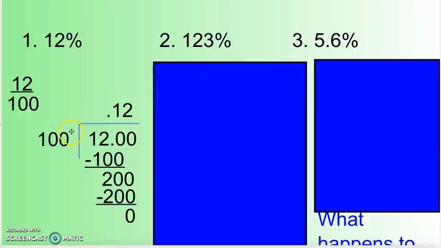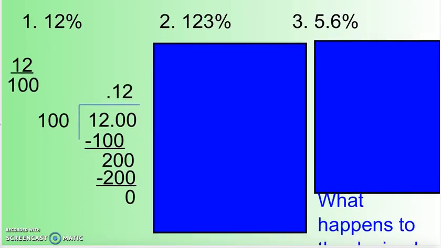Then we do 1 times 100 is 100. That's multiplying. Then subtract. Remainder of 20. And because of a remainder, we drop down another 0. Now we have 200. And 100 goes in there perfectly 2 times. So 12 100ths is the same as 0.12.